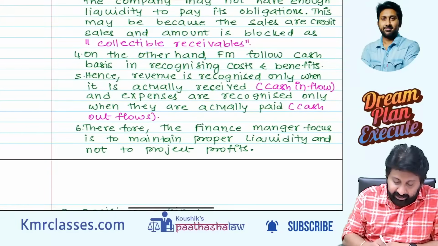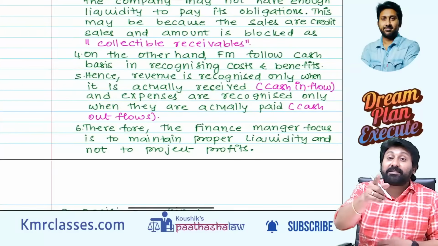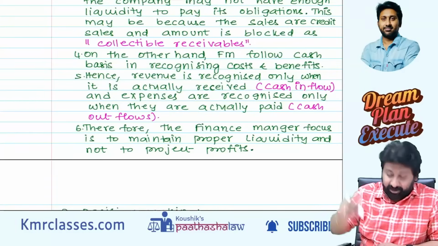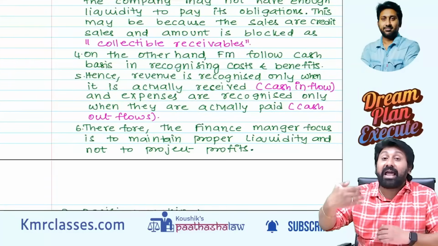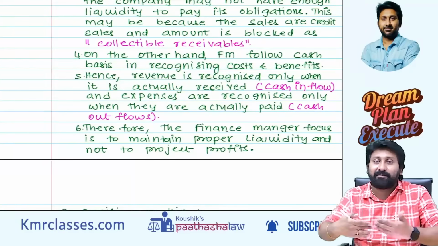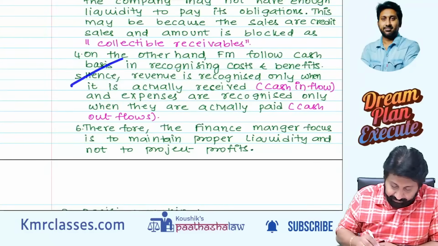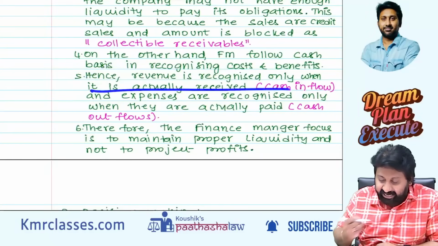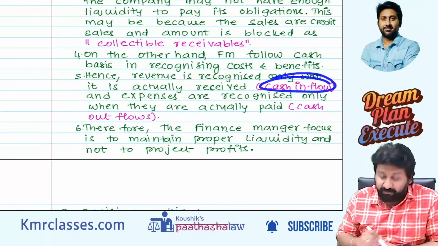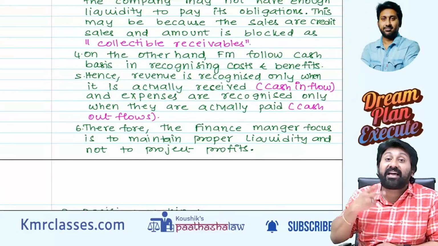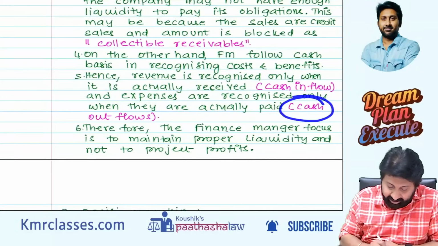We didn't collect it. On the other hand, FM follows the cash basis. That's why in FM we always use cash flow, not profit. Even if profits are given, we will add back depreciation and other non-cash items and bring it back to the cash flow. Hence, revenue is recognized only when it is actually received. That's why we call it cash inflow. And expenses are recognized only when they are actually paid. That's why we call it cash outflow.